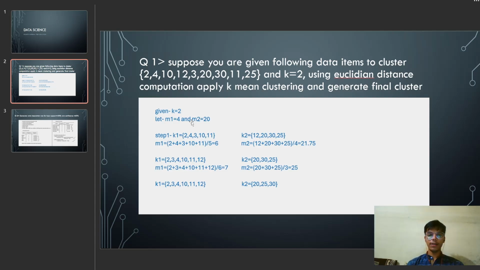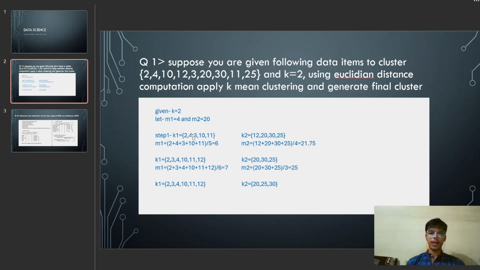Okay, so the K1 cluster will contain those numbers or elements which are closer to that M1 midpoint, or you can call it centroid, while the K2 cluster will contain those elements which are close to the M2 centroid. So by this, in the first step, we will see which element is close to which centroid. So we have assumed that we are taking M1 as 4 and M2 as 20. Now we are going to calculate and evaluate their distance from the centroid.